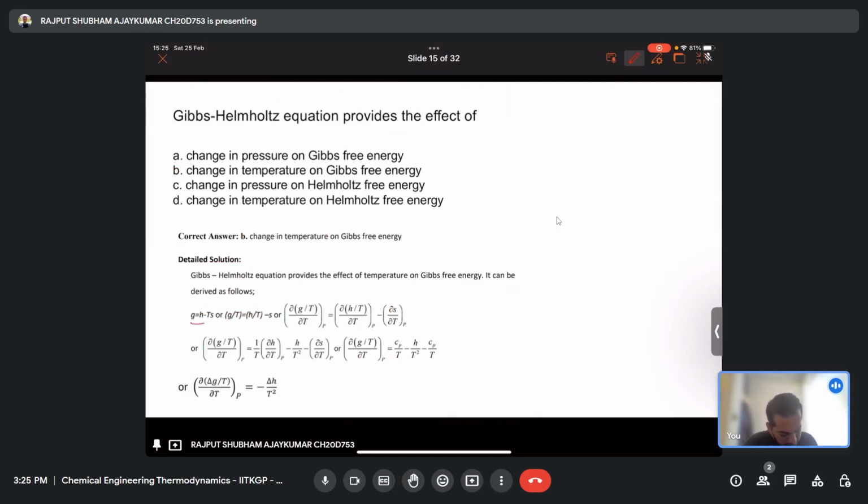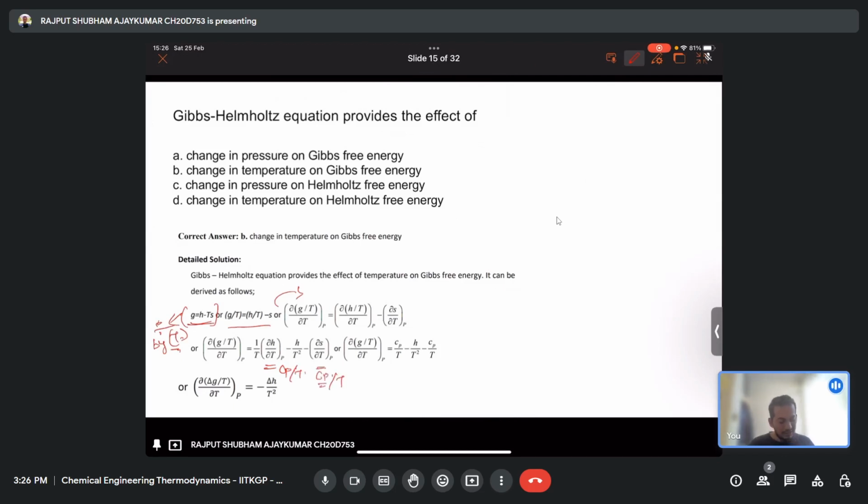So since G is equal to H minus TS, I've divided the whole equation by temperature. Then I'll try to simplify and do the partial differentiation. You can see all the partial differentiation with respect to temperature at constant pressure. And then I'll take some of the common terms outside, like T will come outside, and this corresponds to Cp, this corresponds to Cp by T.